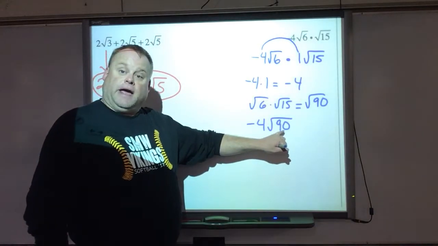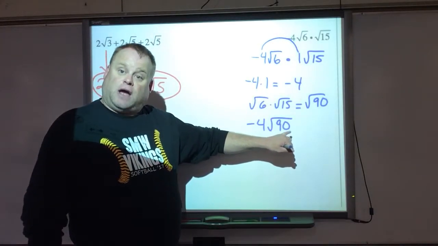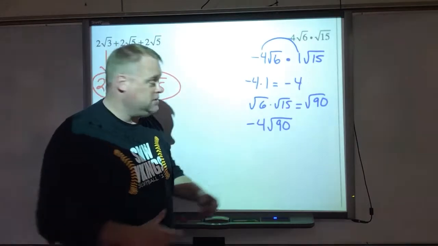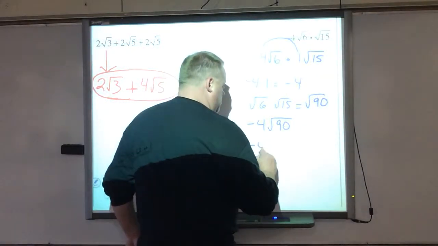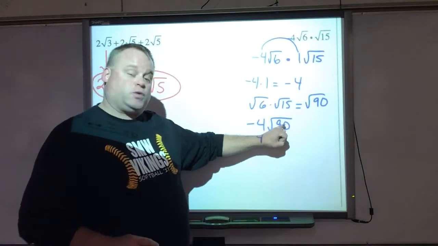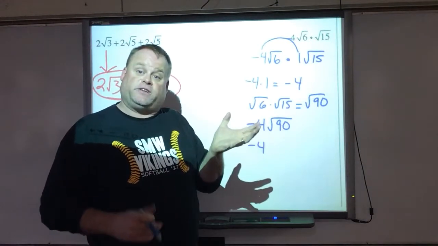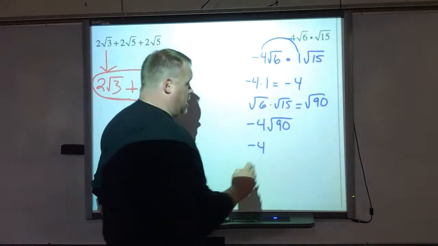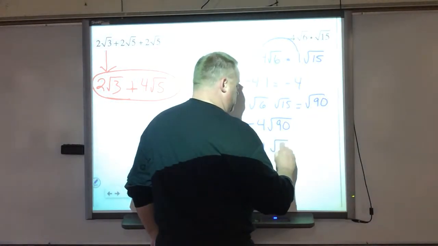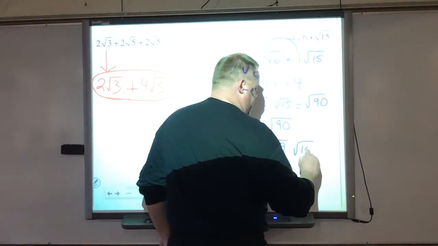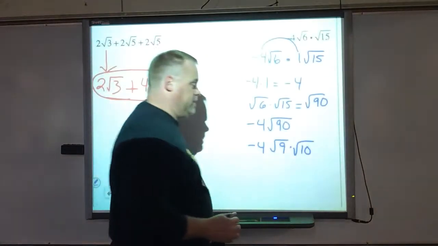Can I find a perfect square that goes into 90? Well, the answer is yes. I know that if I break this down, the square root of 90, into a perfect square and a non-perfect square, I can look at the square root of 9 times the square root of 10. And remember, that's multiplied together.